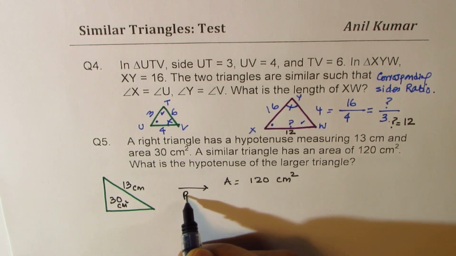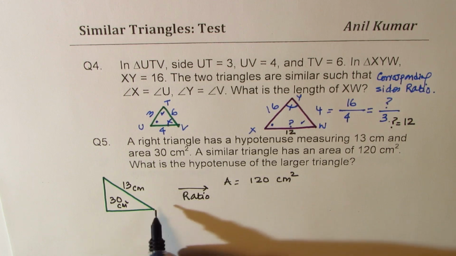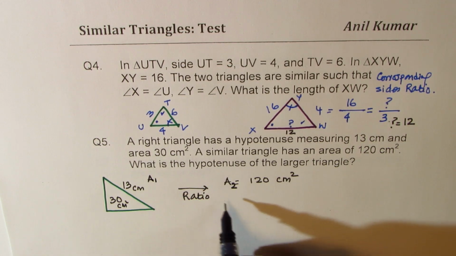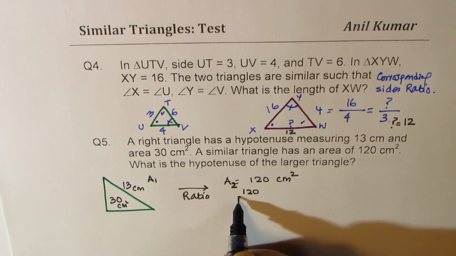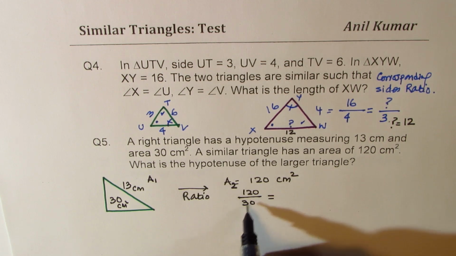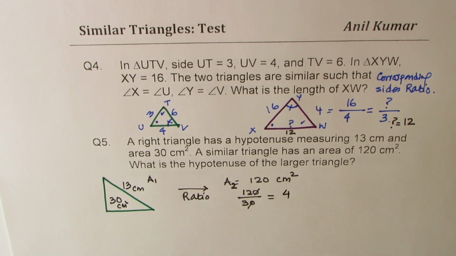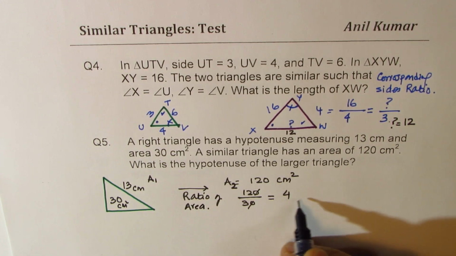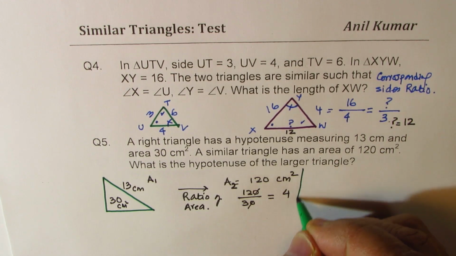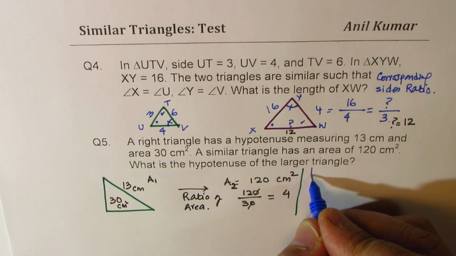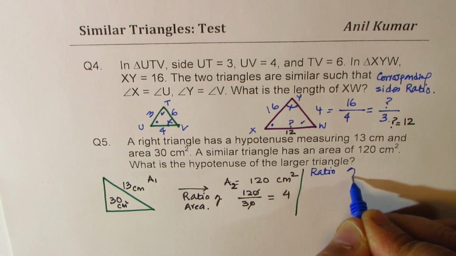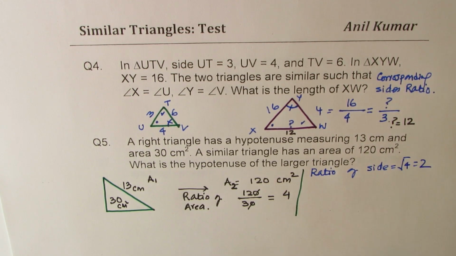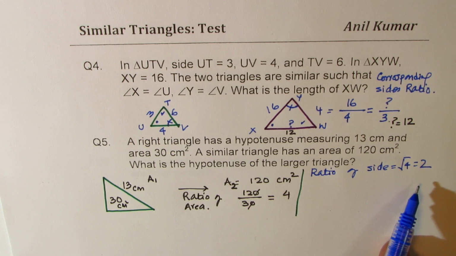Now, what is the ratio? When we talk about area ratios, let's call the second triangle A2 and the first A1. So the ratio will be 120 divided by 30, which is equal to 4. So the ratio of area is 4. That means the ratio of sides will be the square root of 4, which is 2. So the sides of the bigger triangle will be twice.